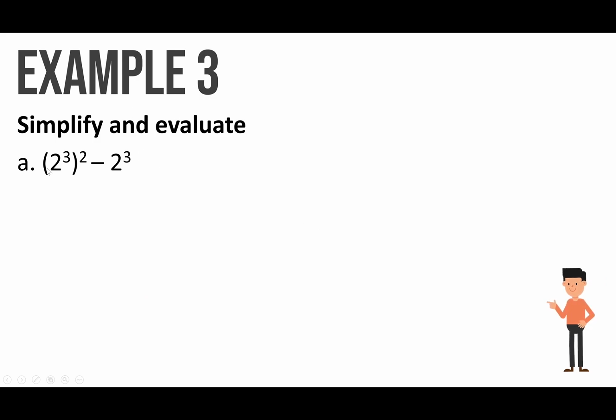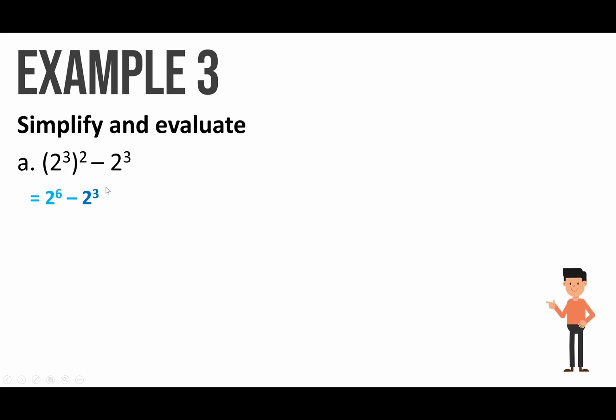So here's example number 3. We're going to simplify this and then we're going to evaluate. Remember, evaluate just means to like actually calculate it out. You have 2 to the 3rd power to the 2nd power minus 2 to the 3rd power. Okay, so remember we can use the shortcut. 2 times 3 gives you the 2 to the 6th power minus 2 to the 3rd power. Okay, don't try to do any shortcuts here.